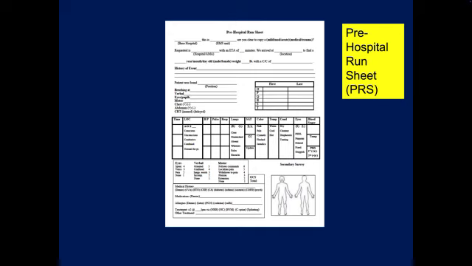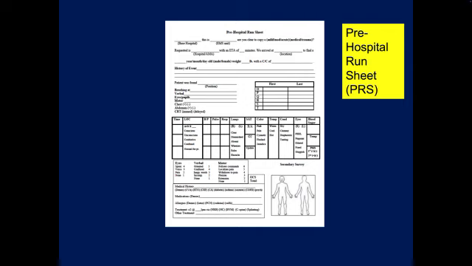Now, just for some clarification, you might have seen this document already on Canvas in the course shell, or maybe in the lab. This is called a pre-hospital run sheet. And if you think about what this really is, this is a cheat sheet. Imagine you're in class, I'm lecturing and you're taking notes. This is a note-taking device.